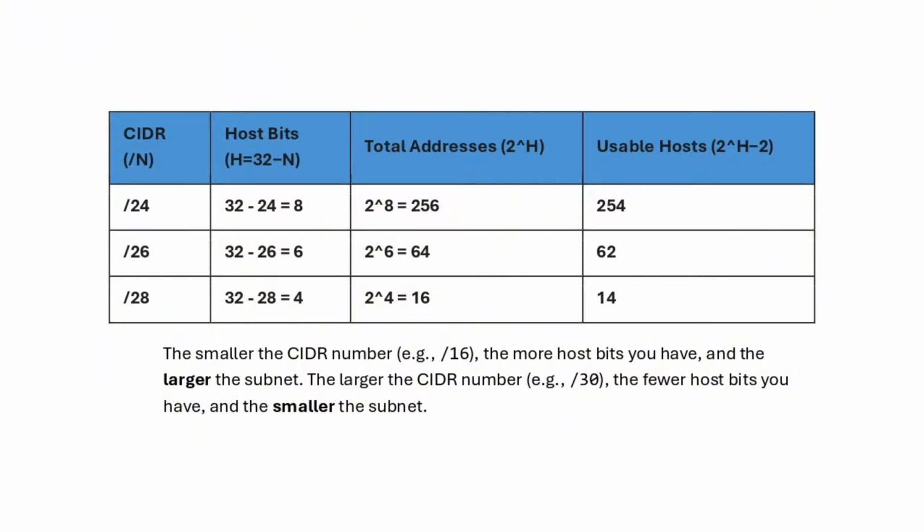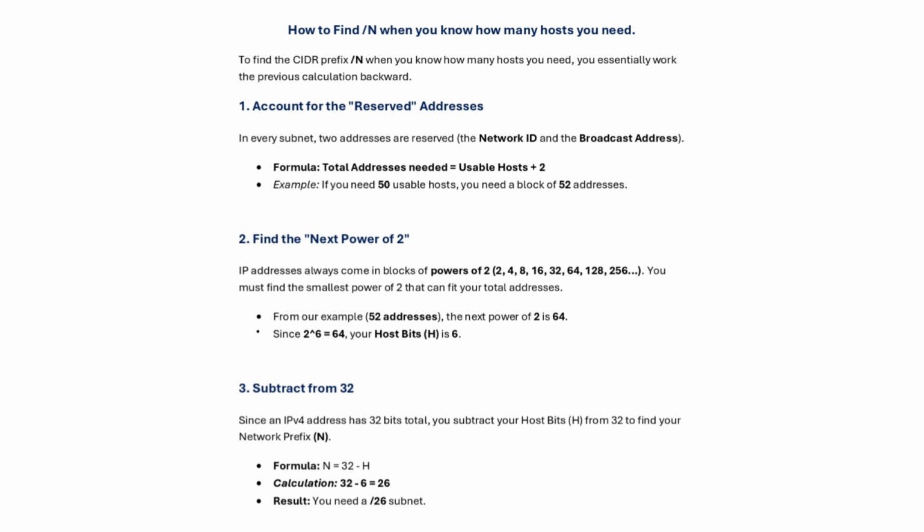The thing to note is that the smaller the CIDR number, for example /16, the more host bits you have and the larger the subnet. The larger the CIDR number, for example /30, the fewer host bits you have and the smaller the subnet. So now let's calculate the CIDR number /n when we know how many hosts or how many total addresses we need.